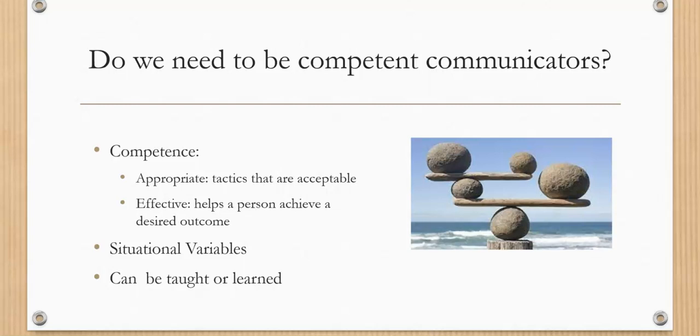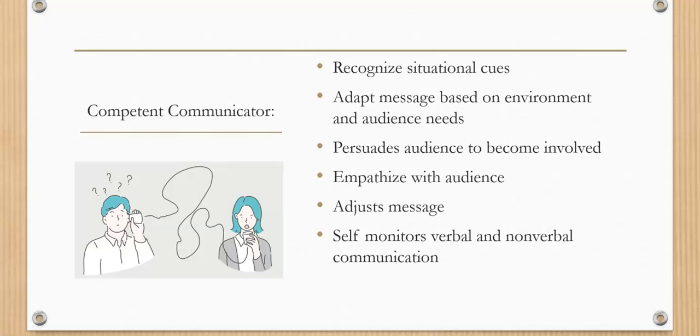Now, do we need to be competent communicators? Being competent means you are doing things that are acceptable and you're doing things that are effective. It gets you the outcome you're wanting, which means once you talk with someone, are they understanding it in the way you are intending? To help be a confident communicator, you need to recognize situational cues.